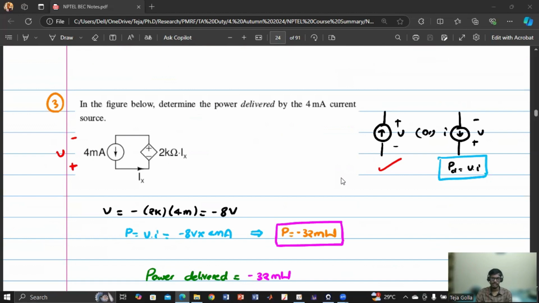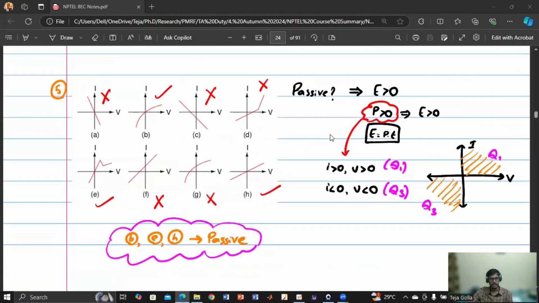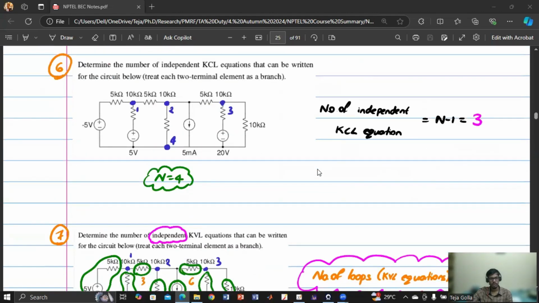Also, while entering the answer, you have to be sure whether they are asking if the power is absorbed or delivered. If they are asking the opposite, you have to enter a minus sign, and you have to be careful with it. And then here also you have seen, depending upon the power, whether it is positive or negative, accordingly they are asking whether it is passive or not.